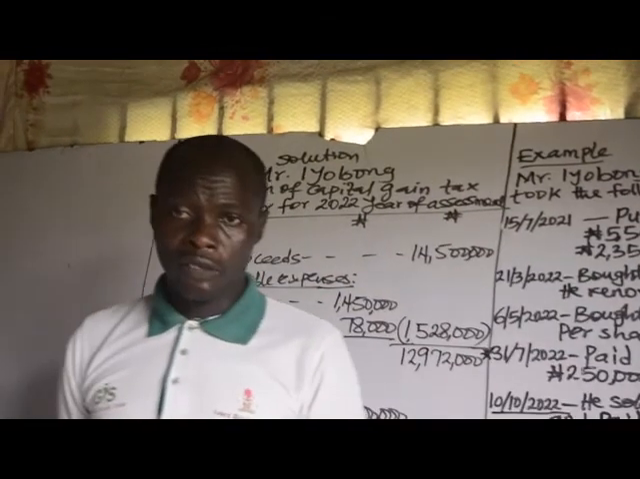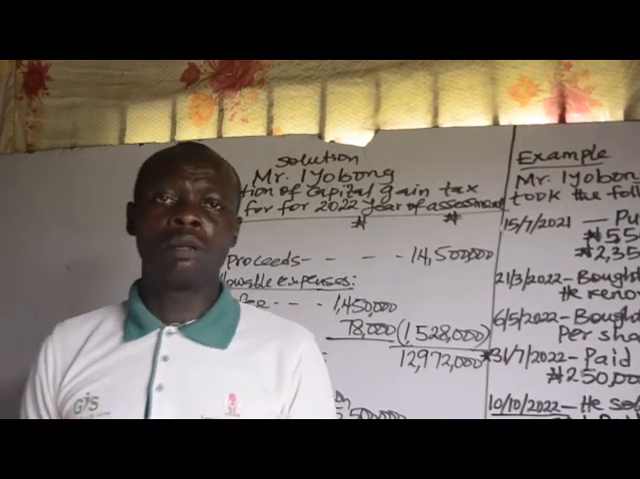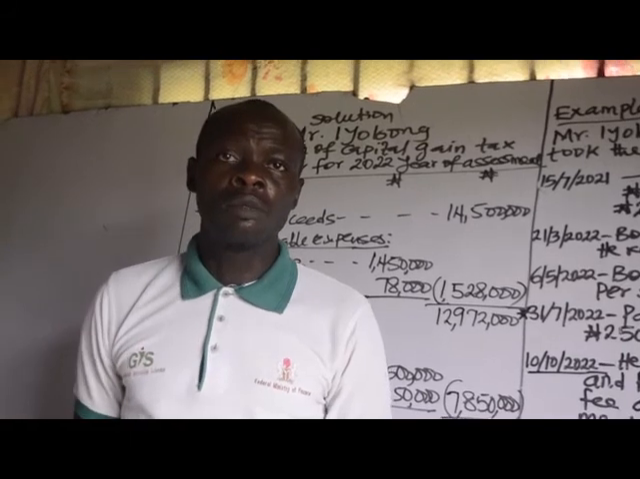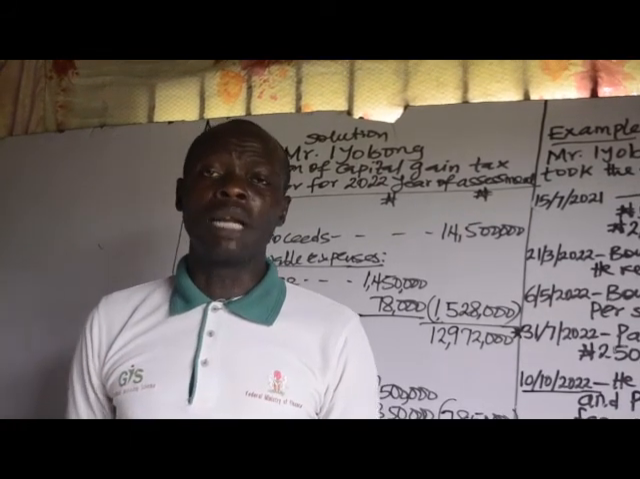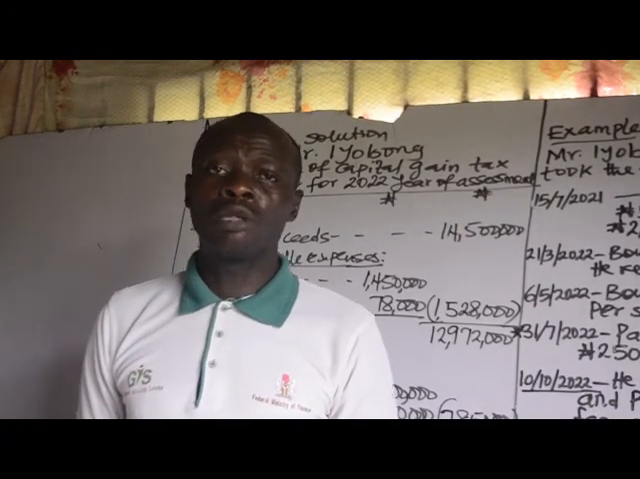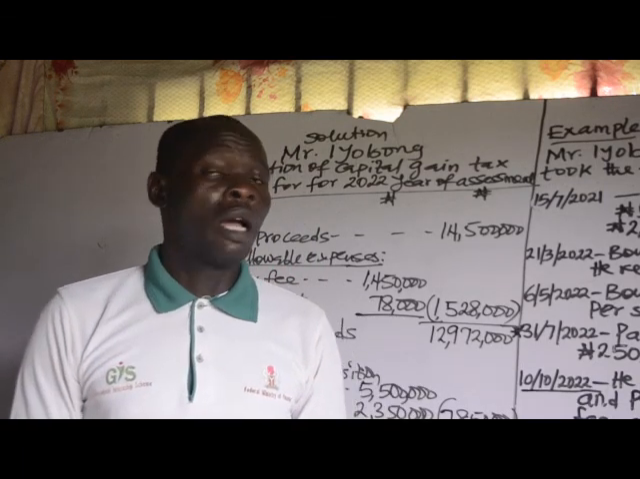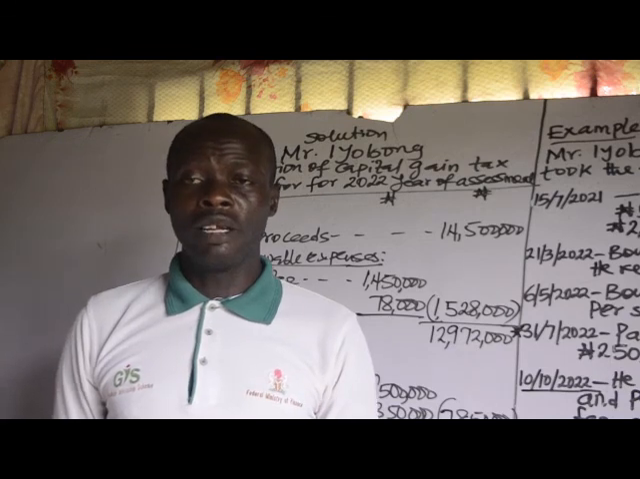That is the solution to the question. So this is the end of part one of my presentation on capital gain tax. In part two, I will examine connected parties, transactions, partial disposal, and I will also examine rollover relief.